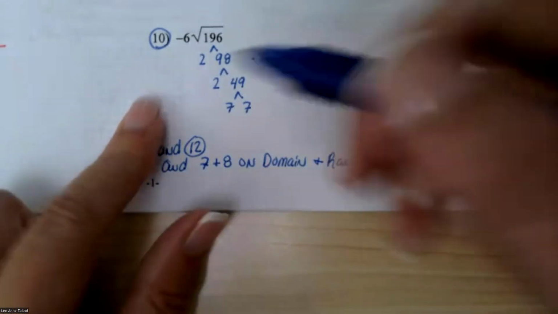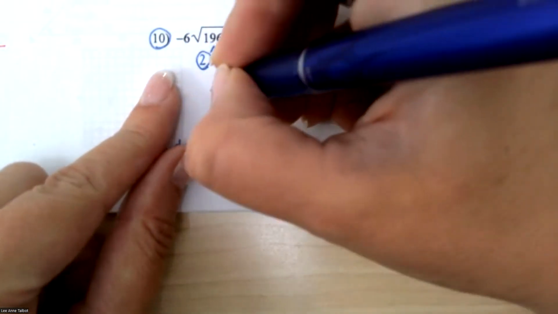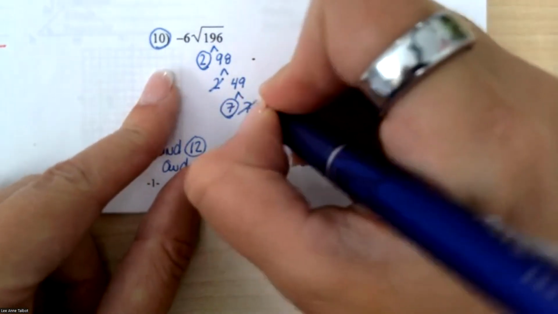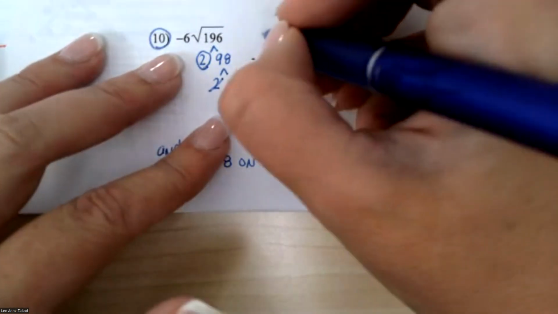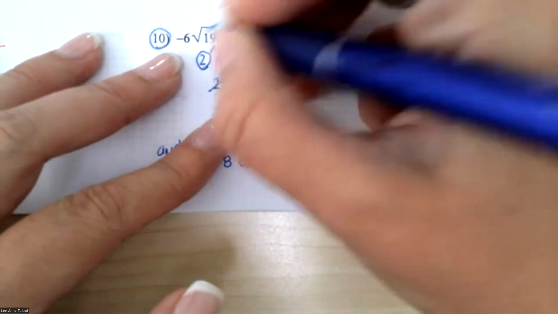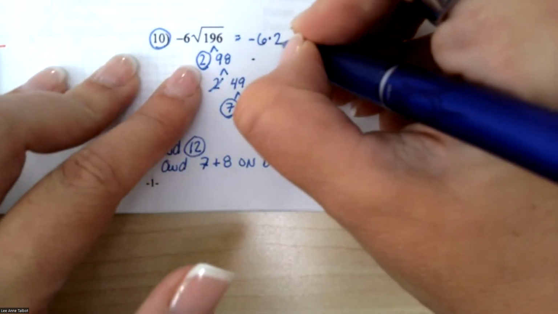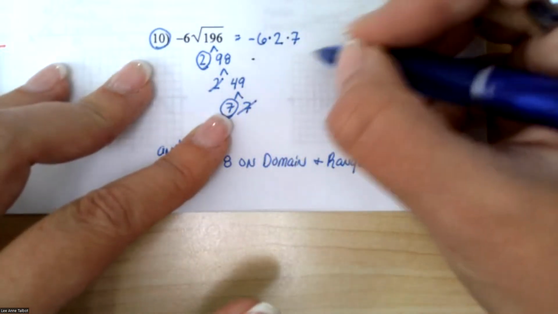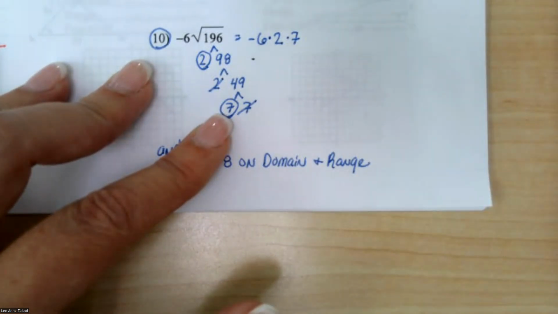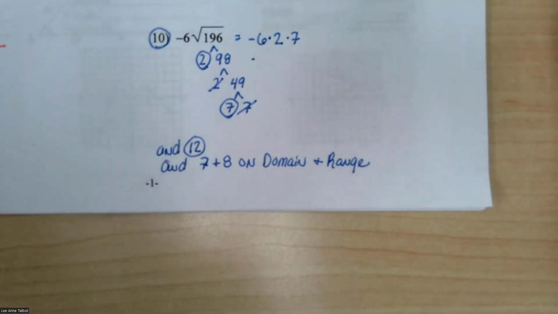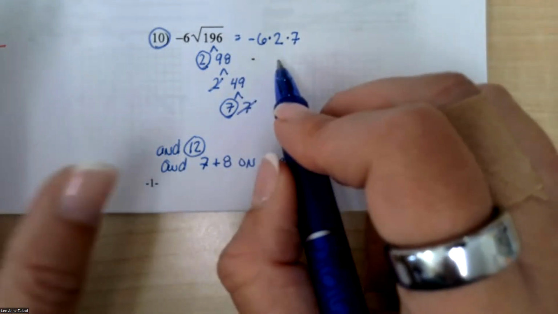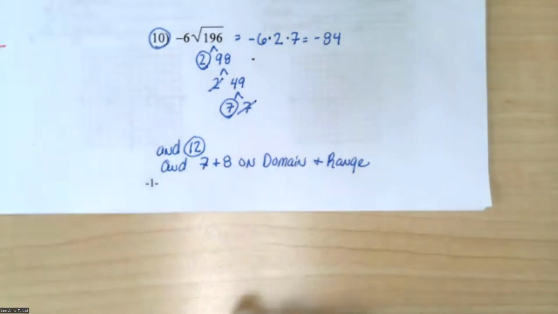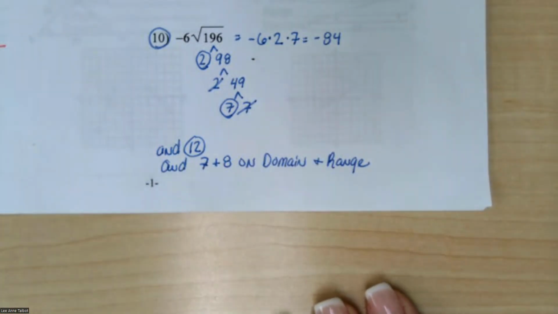So pair of twos, circle cancel. Pair of sevens, circle cancel. Now I have the -6 outside times the circled 2 times the circled 7, and there's nothing left inside. This one just comes out evenly. So what's 12 times 7? 84. So -84. Satisfying.